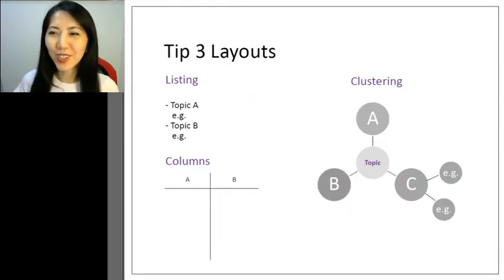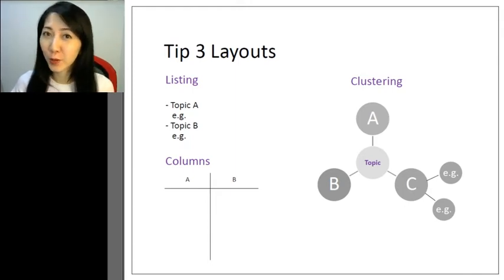Tip number 3 is to use a layout that best fits the structure. Here we introduce 3. The first one is listing. I'm sure most of you guys are very familiar with this one, right? Basically outlining main ideas in a list with bullet points. For example, topic sentence, examples, topic sentence, supporting details, and so forth. The second one should be familiar to you too. Columns are especially useful when it comes to comparing and contrasting. You see a line in between, you can visualize that.